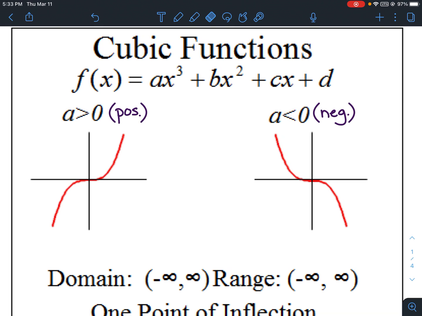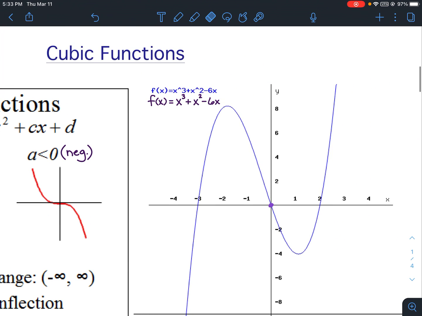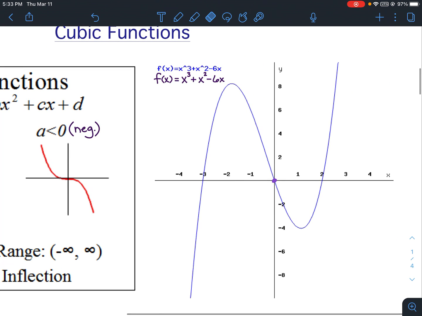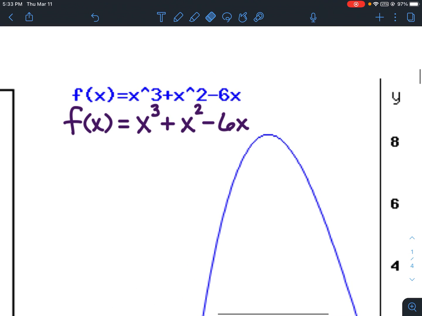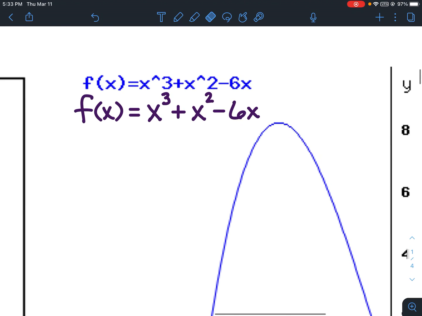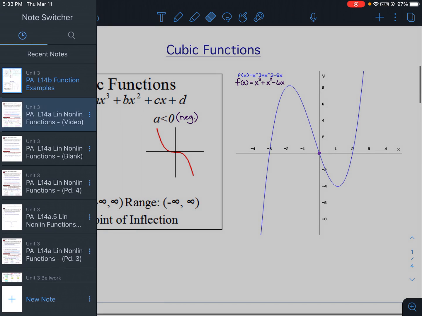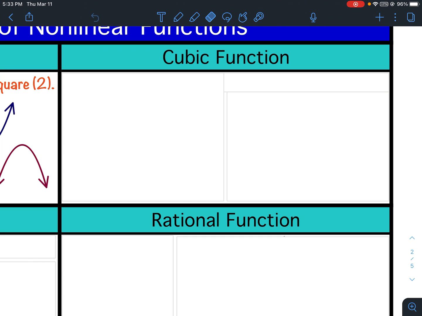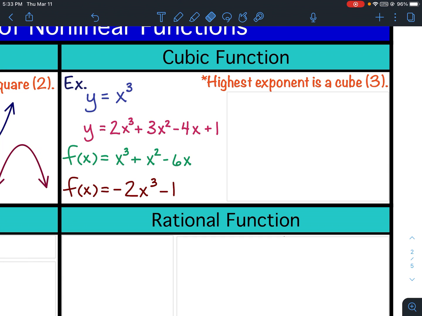What is the highest exponent for a cubic function? That would be a cube. So over here is another example. The highest exponent is a cube. Notice how the lead coefficient is a positive 1, so the tail is going towards positive infinity. And there is what that equation looks like written normally. Okay, so let's go back to our notes. Cubic function. Here are some examples. The highest exponent is a cube, and there are some drawings. Your drawings do not have to be perfect, just do your best.